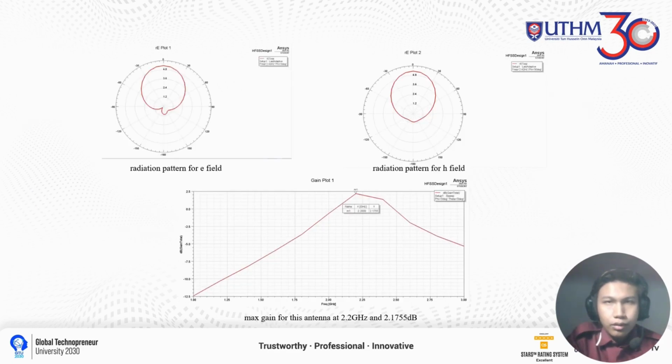And also the radiation pattern for the E field and the radiation pattern for the H field. We can conclude that the max gain for this antenna is at 2.2 gigahertz and 2.1755 decibels.